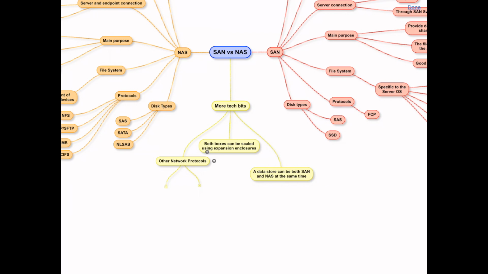There are some unique network protocols which are again used on both NAS and SAN, which again dilutes the differentiation we talked about. iSCSI and FCOE. I believe there are other protocols, but these are the key ones.